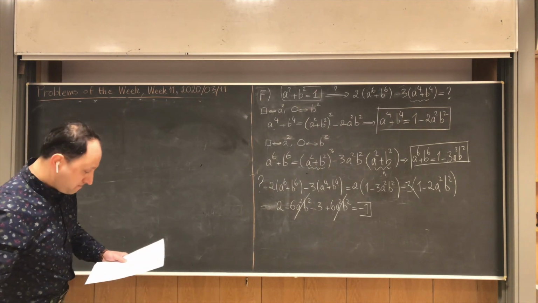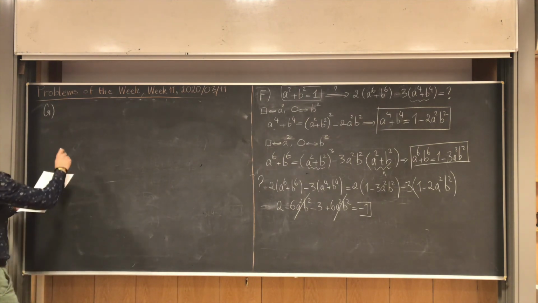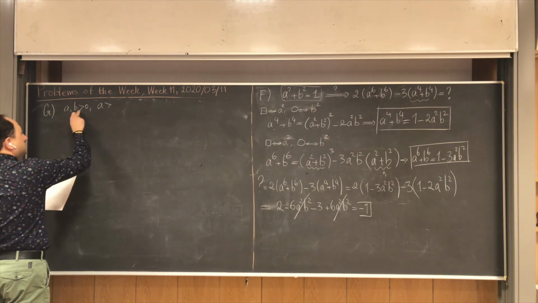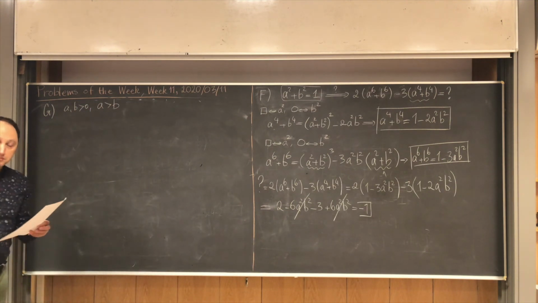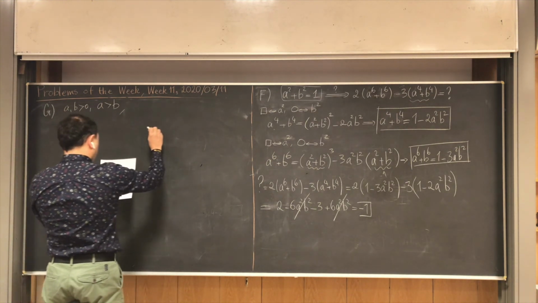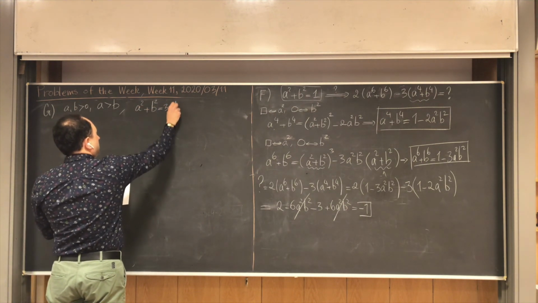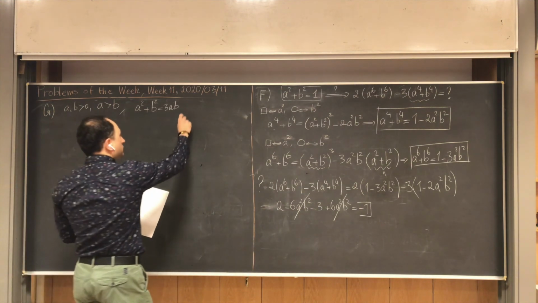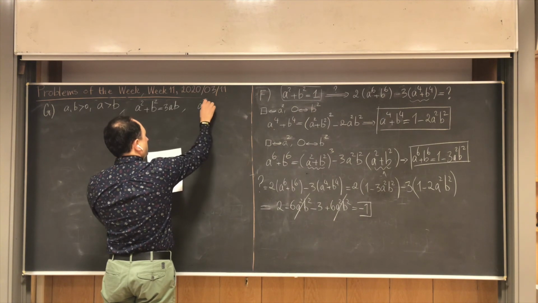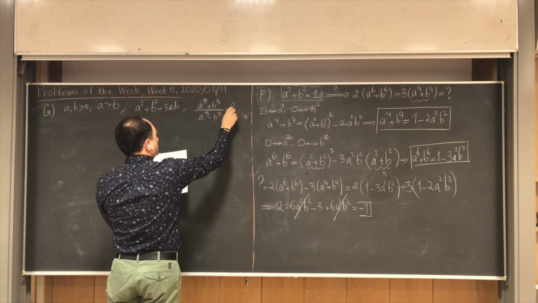So problem G. In problem G, we know that a and b are positive real numbers. They are positive, and of course, I know that according to the problem a is greater than b. And we also know that a squared plus b squared is 3 times ab. We are supposed to determine the exact value of this expression: a to the 3, b to the 3 divided by a to the 3 minus b to the 3. This is wanted.